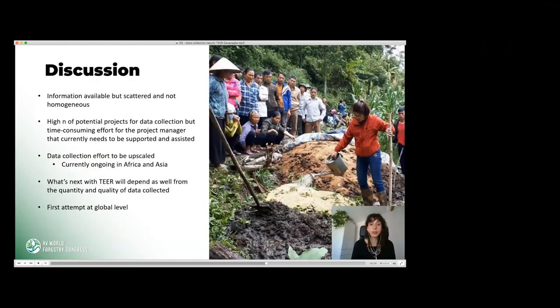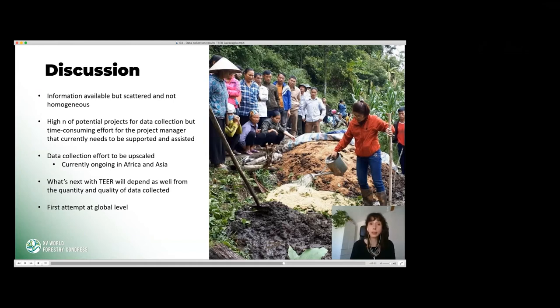These few slides were intended to show you that information on cost and benefits of restoration are sometimes already available in project documents, but need to be collected in a standardized way, organized and analyzed. This first phase of the TEER, with the implementation of the framework for data collection and the piloted phase, suggested that there is a high number of projects that could be involved in the TEER initiative.